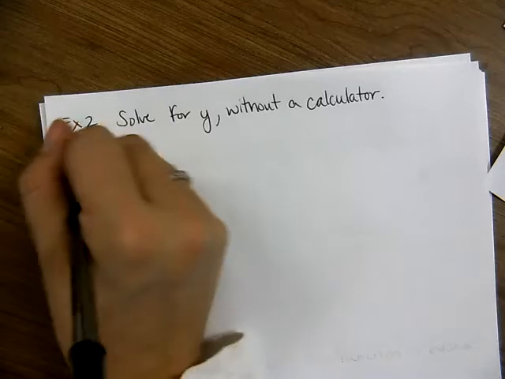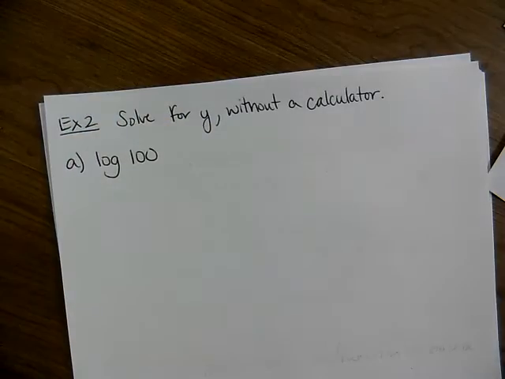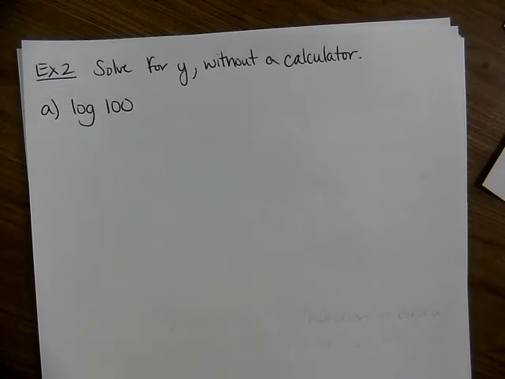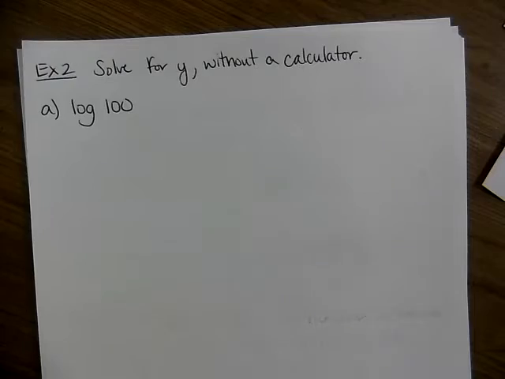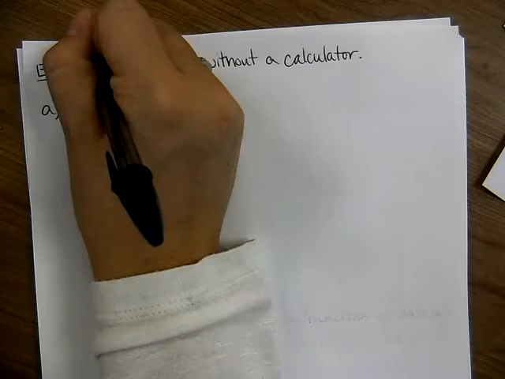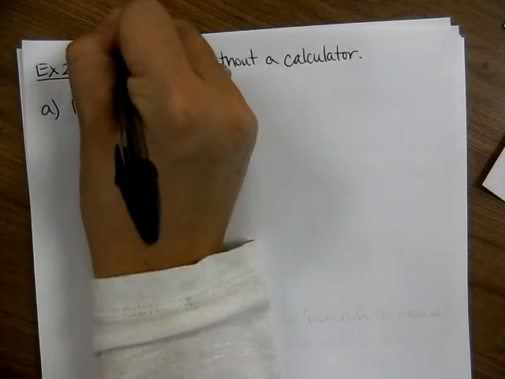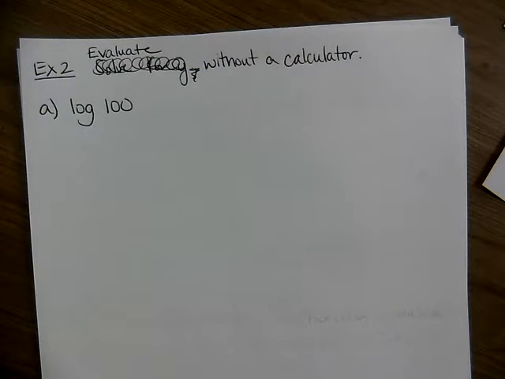Okay, so let's start here. So let's say I had log of 100. Okay, and sometimes, but you know what? Let's change the directions so that you'll see what you'll see there on your quiz or test. So let's just say evaluate without a calculator. Okay. So when you have something like this, you can actually evaluate this by hand.